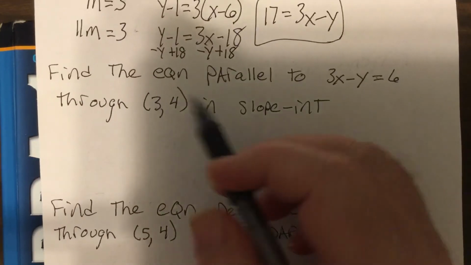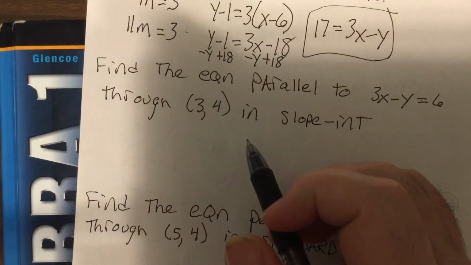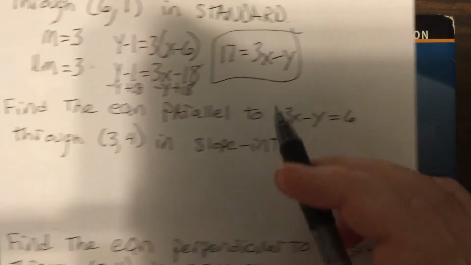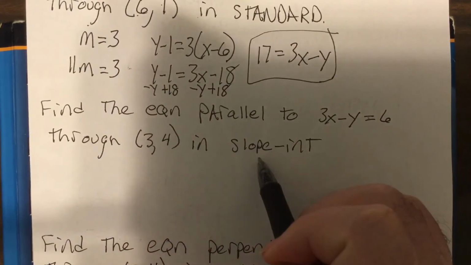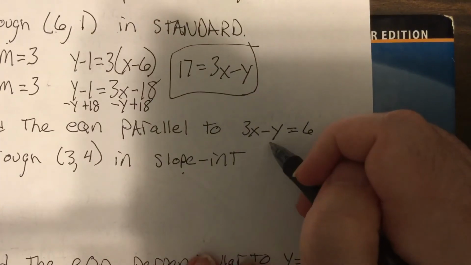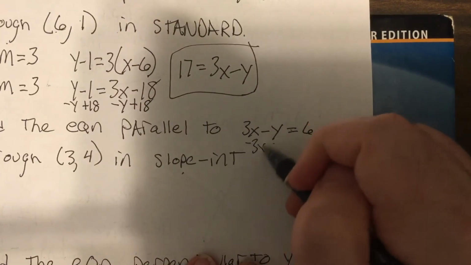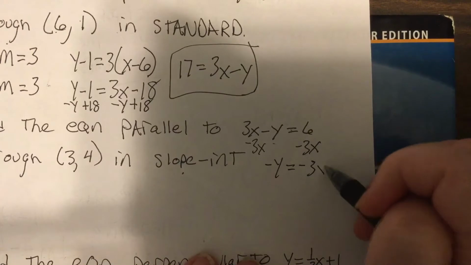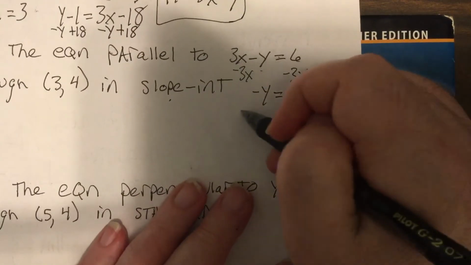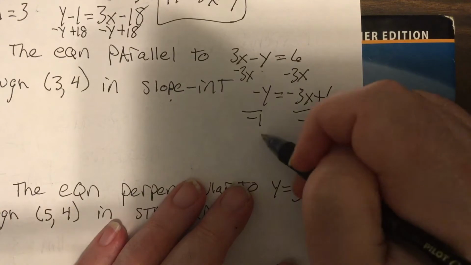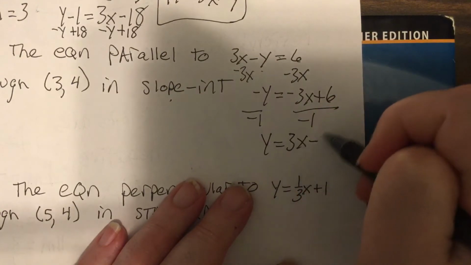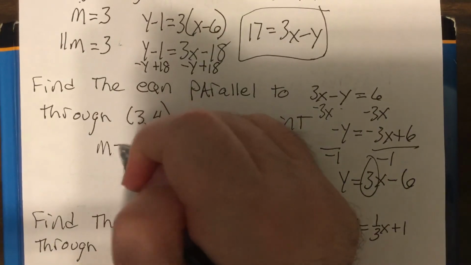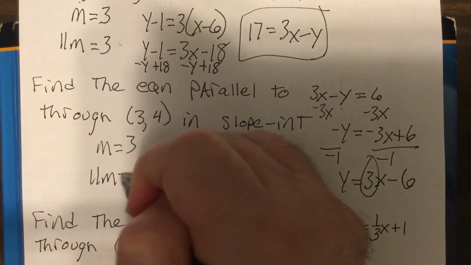So find the equation parallel to 3x minus y equals 6 through 3, 4 in slope intercept. So I need to solve this for y, so I subtract 3x. So negative y equals negative 3x plus 6. Then divide by negative 1. So y equals 3x minus 6. So the slope of the line is 3. So my parallel slope is 3.